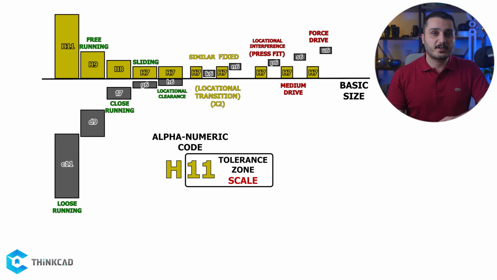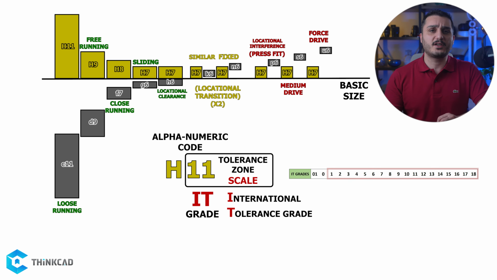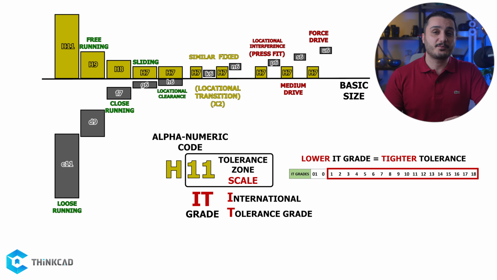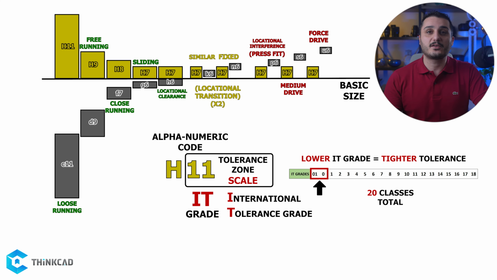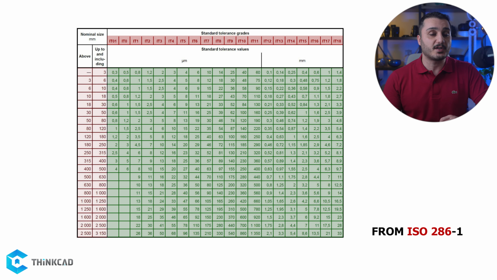Now we get to the numerical part of our alphanumeric code, being our IT grade. IT grade stands for International Tolerance, and it defines the size of our tolerance zone. We have tolerance grades from IT1 to IT18. The lower the number, the finer the tolerance zone. So IT1 provides the tightest value among these ones, and IT18 the loosest tolerances. There are also IT grades of 0, 1, and 0 which come before IT1, meaning they offer even tighter tolerances. ISO 286 provides tables that tell you what the tolerance size for any given IT grade is based on your nominal size.